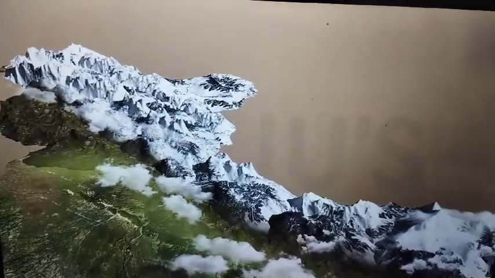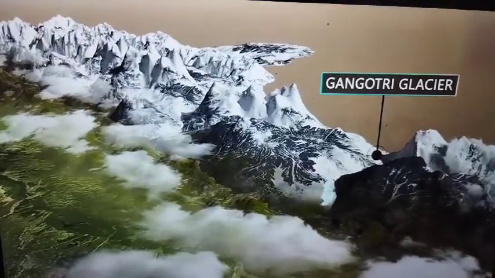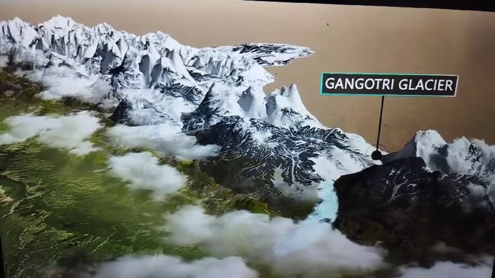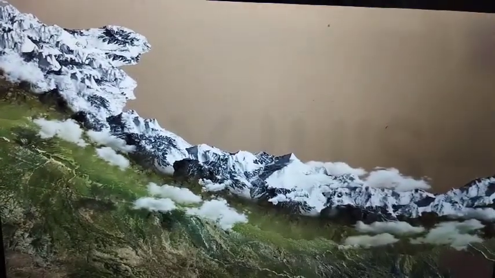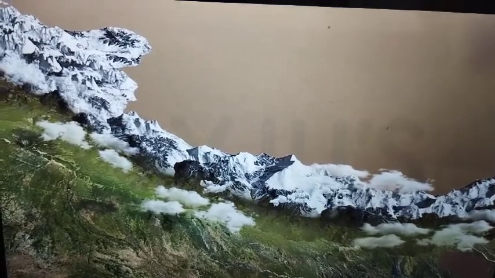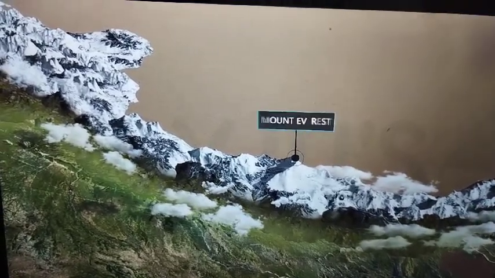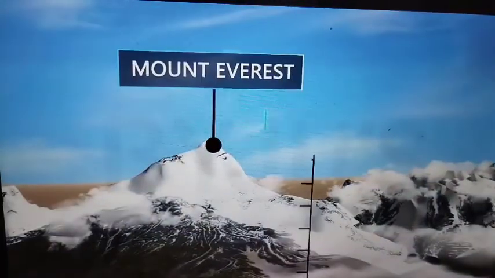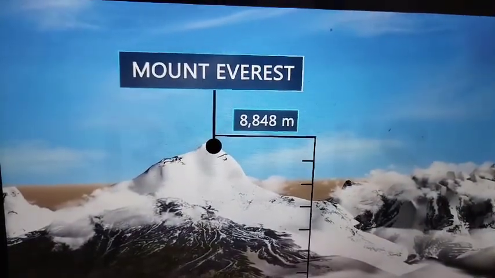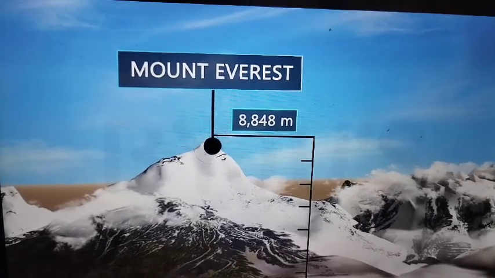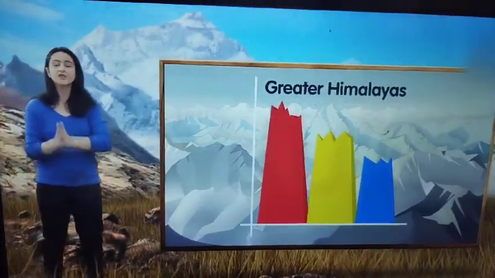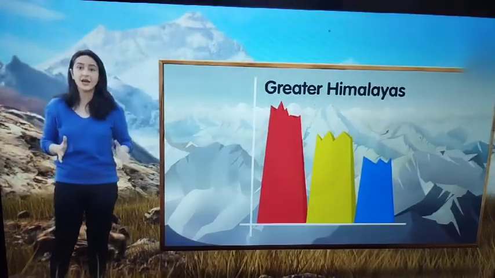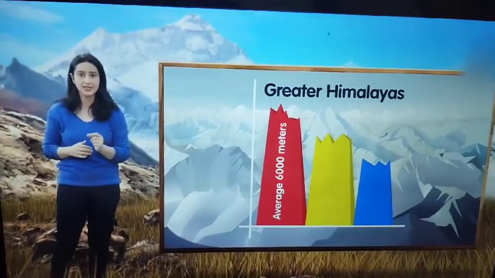It is home to a number of glaciers, including the Gangotri Glacier, one of the primary sources of the river Ganga. The world's highest mountain peak is part of this range. Can you name that mountain? Yes, it's Mount Everest. This peak lies in Nepal and its height is about 8,848 meters above sea level. The average height of the mountain peaks in the Greater Himalayas is about 6,000 meters.